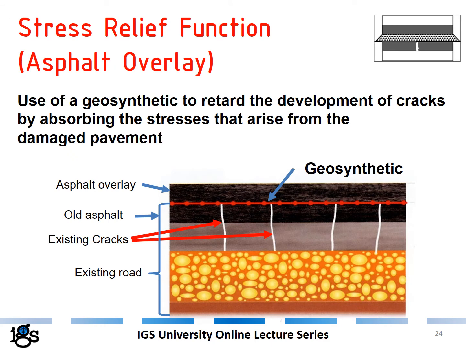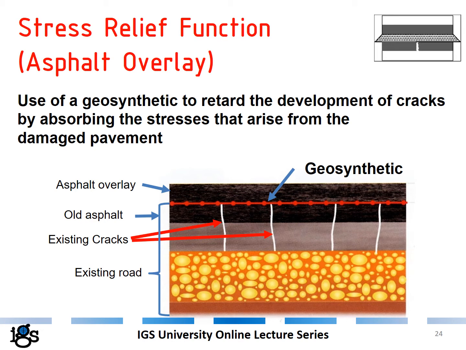Another geosynthetic function is the stress relief function of asphalt overlay. It is defined as use of a geosynthetic to retard the development of cracks by absorbing the stresses that arise from the damaged pavement. As you know, when the asphalt of a road gradually deteriorates, they scrap the top level of the asphalt and put a new asphalt overlay.